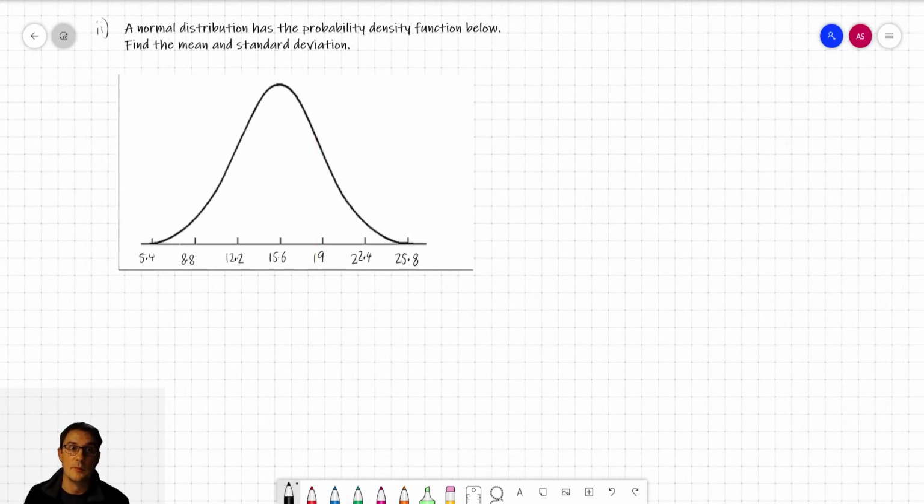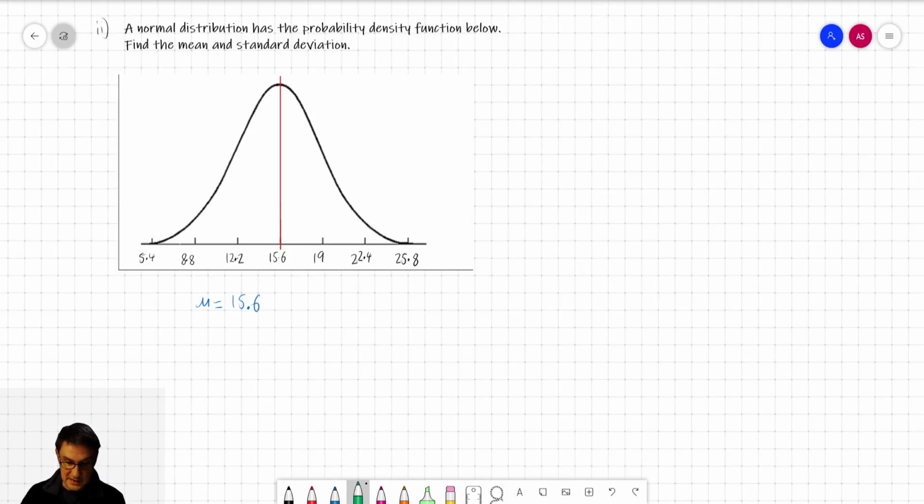Now, in this next example, we've been given the graph to begin with, and we're told that a normal distribution has the probability density function below. From this, we need to find 2 things, the mean and then the standard deviation. First things first is the mean. The mean is always nice and easy to locate on a normal distribution graph. That's going to be in the center here. So straight away, I can say the mean is equal to 15.6, and I can see that straight away.